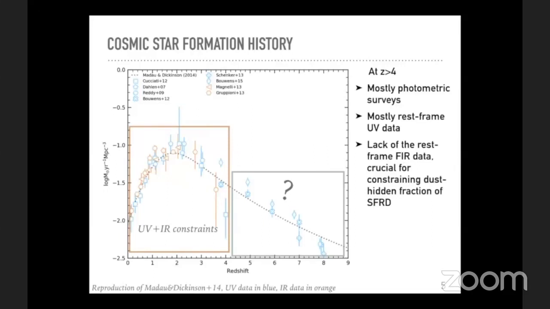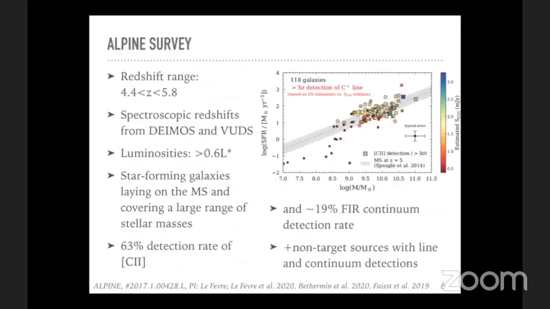Ideally, we would like to have the rest frame far infrared data and good constraints on the infrared luminosity of galaxies, which is a crucial part of constraining the star formation rate density. But unfortunately, up until now, these constraints were very uncertain and the results were inconclusive, since it's quite hard to get a large sample observed in the rest frame far infrared, and therefore the ALPINE survey was built with the goal to get the constraints of this star formation rate density hidden by dust at redshifts above 4.